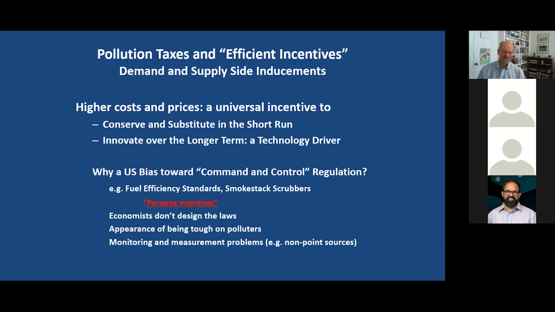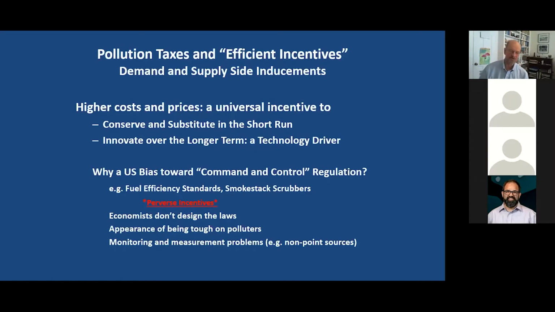I did want to say a couple words about why we don't use this particular incentive very much in the United States. We have a preference for things like technology mandates, which require, let's say, power plants to put smokestack scrubbers on their effluent to get rid of sulfur dioxide emissions.